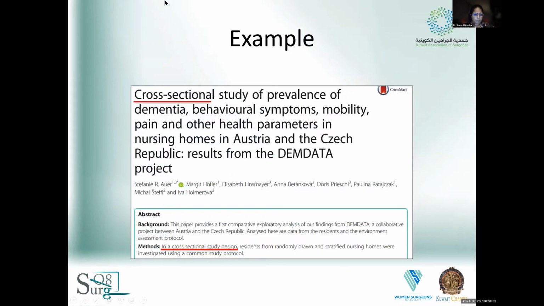So this is an example: a cross-sectional study of the prevalence of dementia in nursing homes in Austria and the Czech Republic. You just study whatever you're interested in one time, and you usually just report frequencies and percentages.